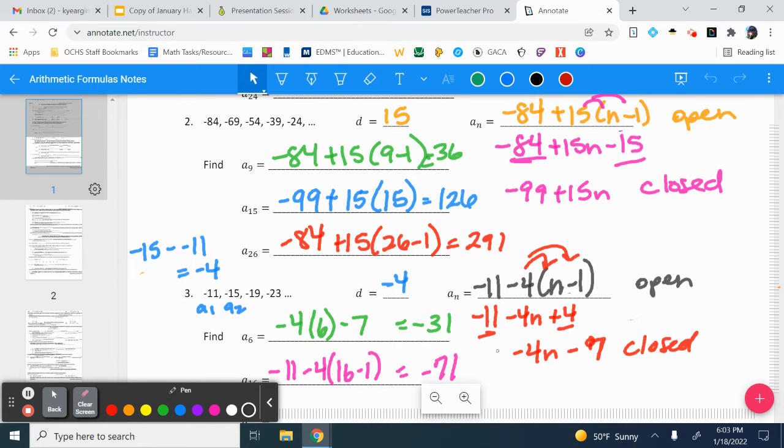And the last thing they're going to ask me to find is a sub 25. So I go back following my pattern. I'm going to use the closed formula. So negative 4 times 25 minus 7. And I'll find that the 25th term in this case is negative 107.